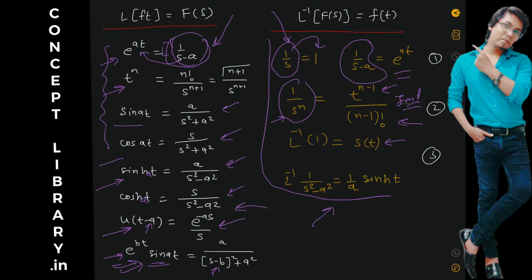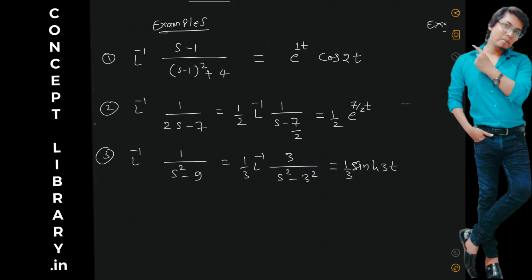In the same way, Laplace inverse of 1 is the impulse δ(t). Laplace inverse of 1 by s square minus a square is 1 by a sinh at. Like these, a few things I have taken, because this is nothing but exactly this thing, right? If you send this a down, it will be 1 by a and sinh at, right? So directly we'll see some examples quickly. These are the symbols for Laplace inverse. I have taken 3 examples here.